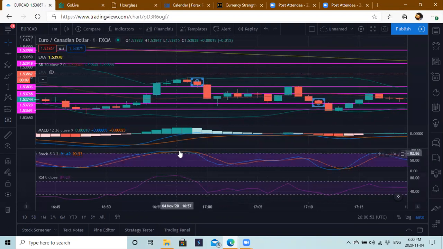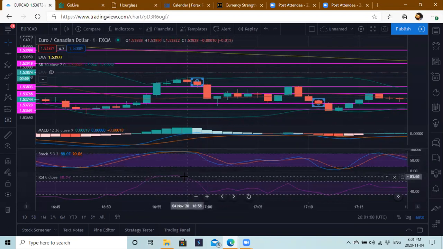But RSI was still up here. You see that? It didn't curve. The stochastic was still up here and RSI was still up here. Then I moved and I waited for this candle. I'm like, oh, it's still up there, but not ready. RSI didn't bend for me yet.